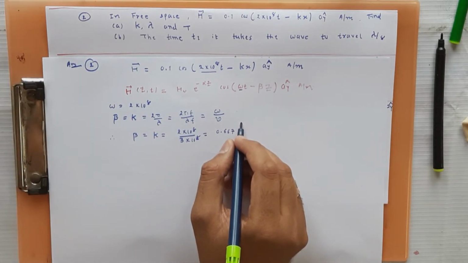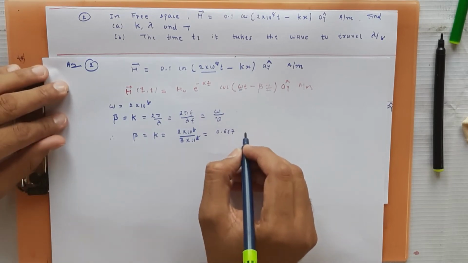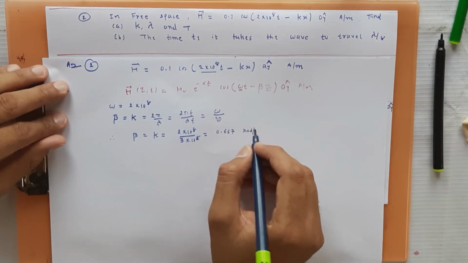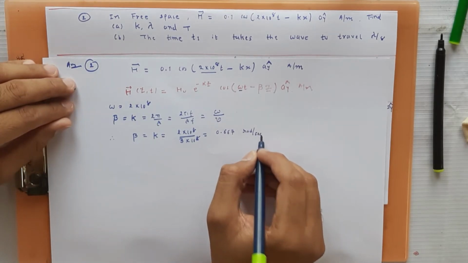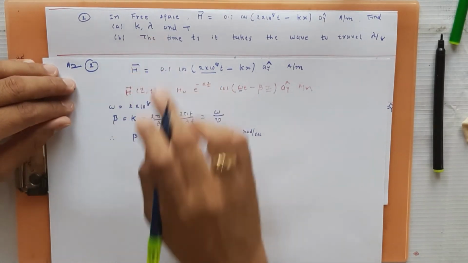0.667 beta. What is the unit of beta? Radian per second. Clear? Beta is a phase constant, so it's radian per second. Clear? So this is beta, or k.